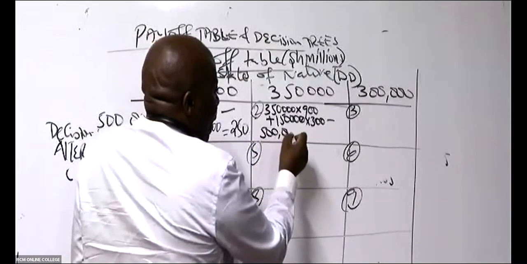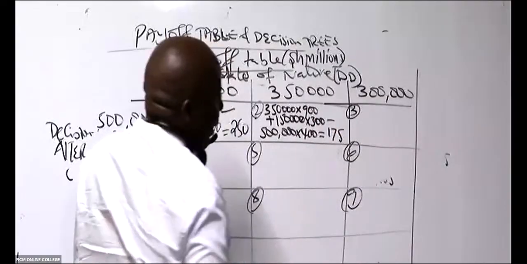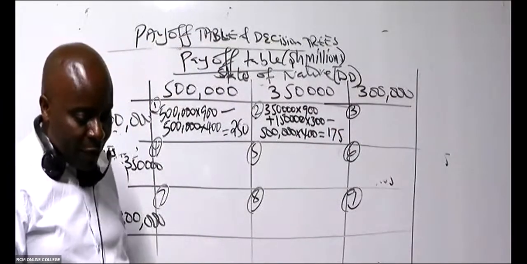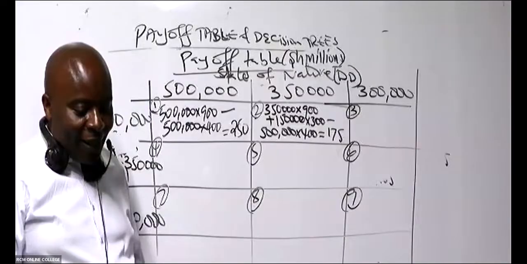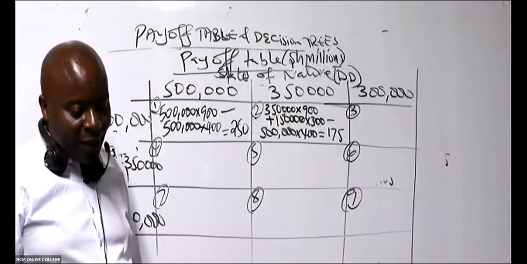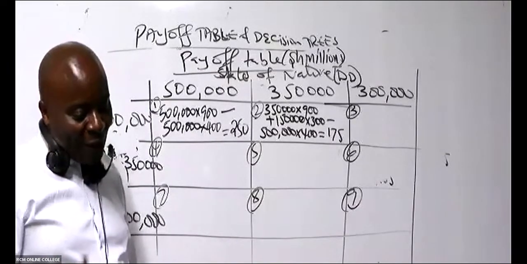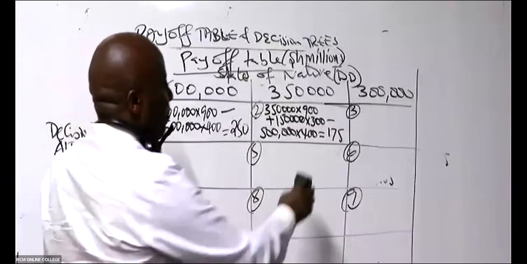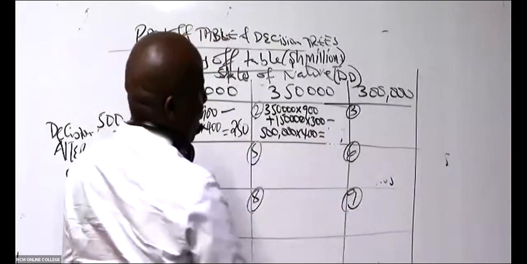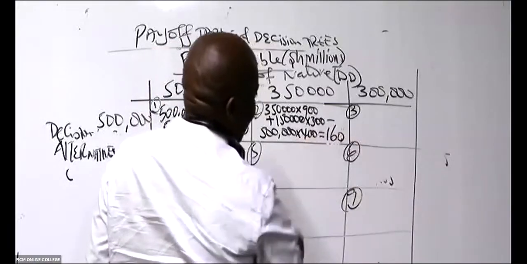So 500,000 times 400. I saw most of them were giving us 175. It's supposed to be 160, eh? The 175 was wrong, and I saw most of them saying 175. We shall overcome. Let's rub this. I'm being told it's 160. It's 160.